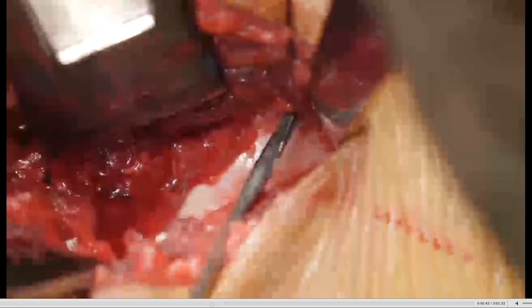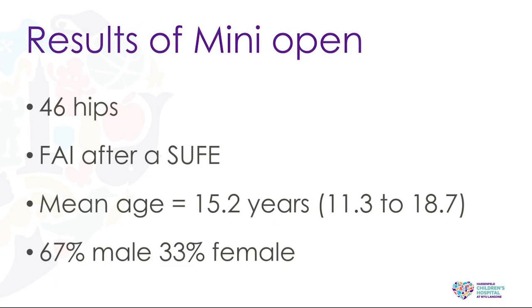So what are the results of this mini-open approach for FAI? This is a series of 46 hips with a mean age of 15 years, ranging from 11 to 18. Most of them were male, and most of them had had symptoms for about a year. And the mean wound size for this was 4.2 centimeters, ranging from 3 to 6.5. The mean surgical time was actually 34 minutes from incision to closure.